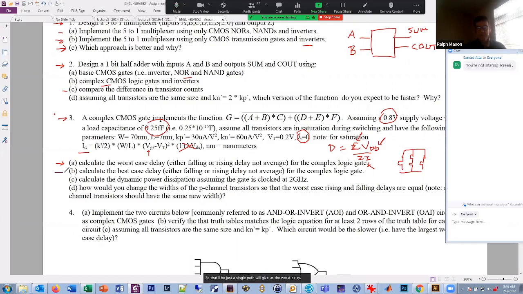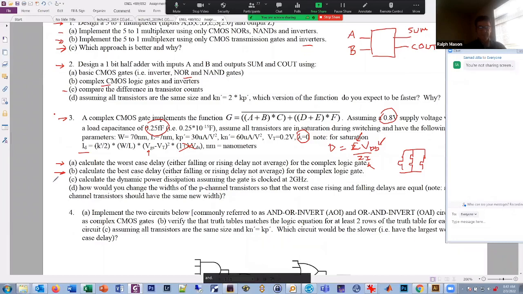And then B is calculate the best case delay. We know from last class, the best delay is when all the P's or all the N's are on. And I want the best of the best, right? Whichever is the better of the two, all paths N or all paths P.